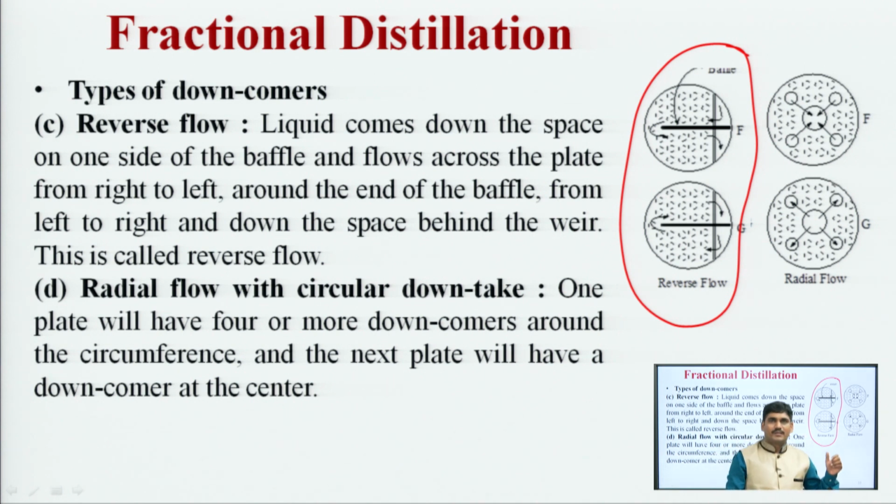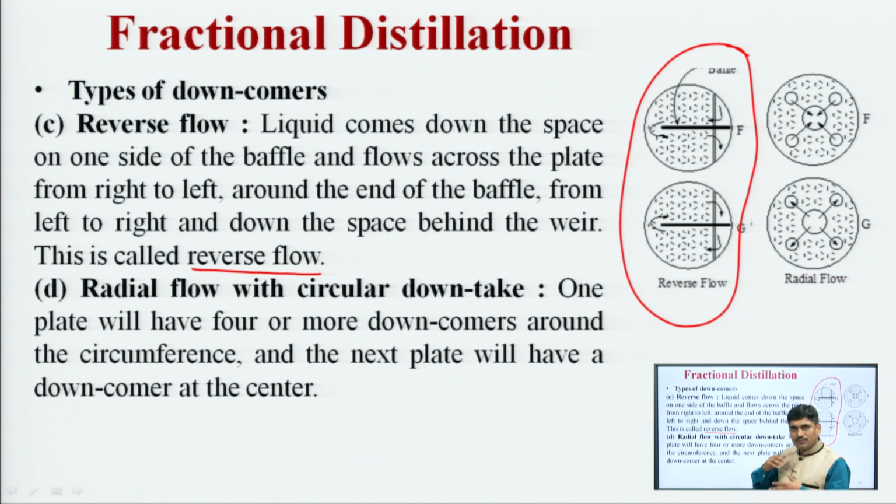So, on plate F the liquid comes down the space on one side, you see the liquid is coming down and it is moving from right to left, and again it is going back from left to right. On the other plate it is moving in the backward direction. So, liquid comes down the space on one side of the baffle and flows across the plate from right to left around the end of the baffle, from left to right and down the space behind the weir. So, if the movement is taking place in this way, then this is called reverse flow.